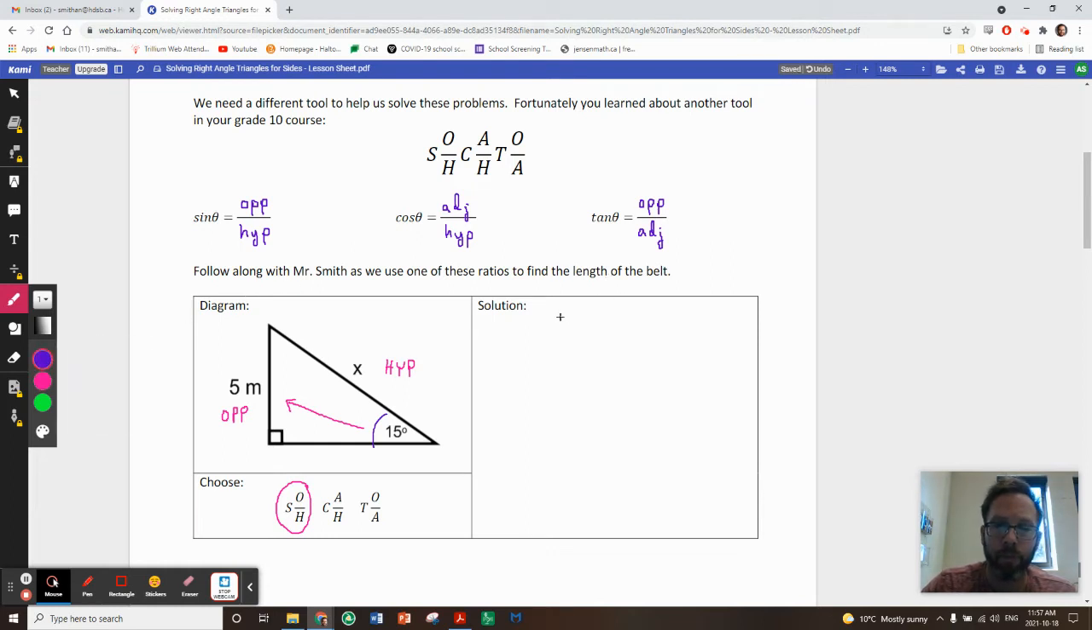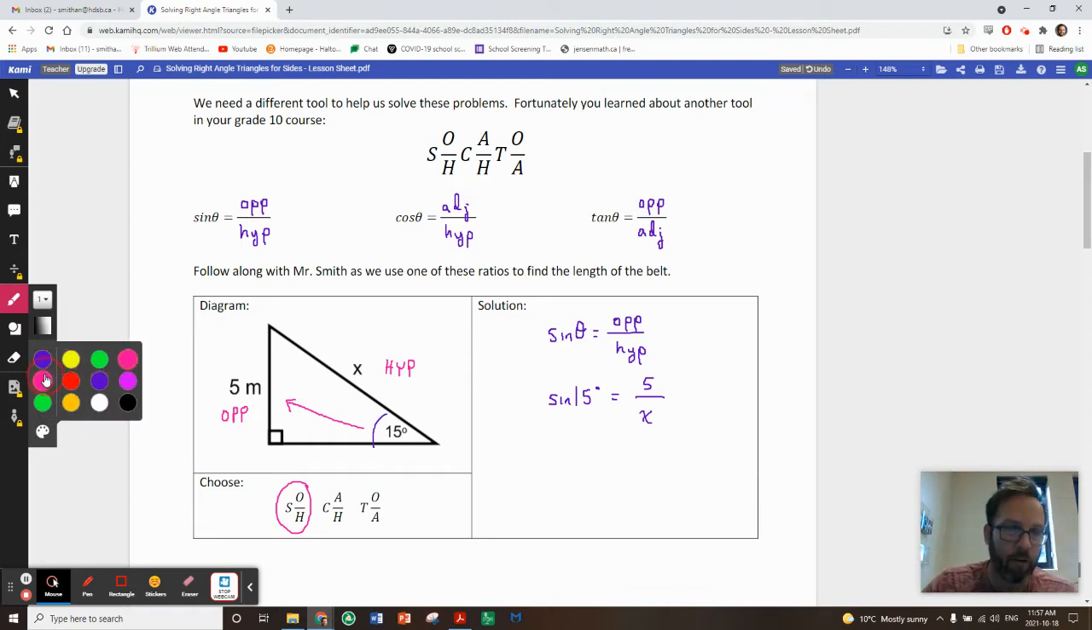How does it work? Well, we're going to write out the sine ratio. Sine is opposite over hypotenuse, and we're going to plug in what we know. We know the angle theta is 15 degrees. The sine of 15 degrees equals the opposite side, which is 5, over the hypotenuse we're looking for, x. And that's an equation where we know everything except x. We can solve for x.